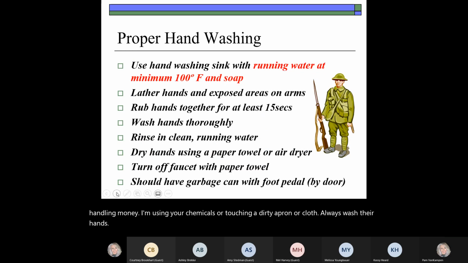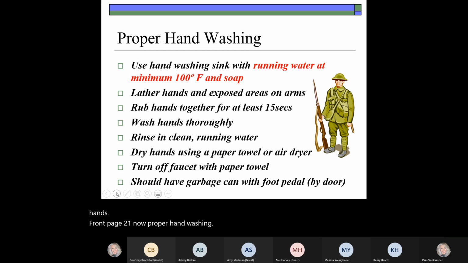We're on page 21 now. Proper hand washing. This part of this is probably on the test.